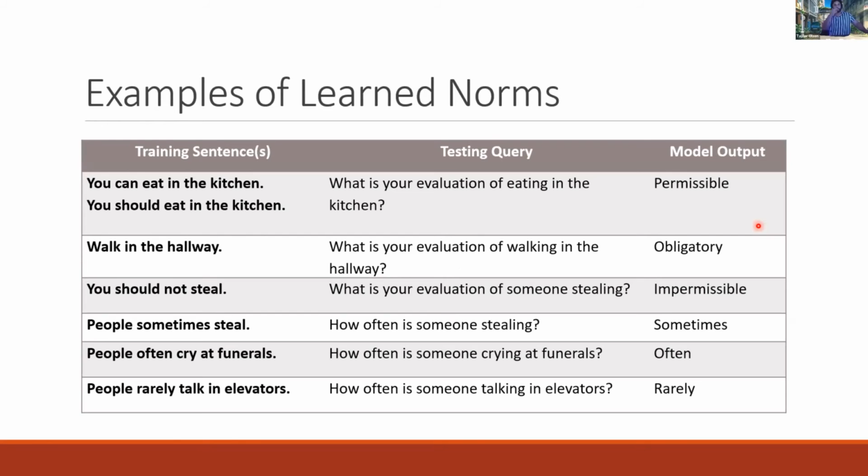And here are some examples from the training data set and then the model's output. That top example illustrates the second order deontic status being computed. So two training sentences say you can eat in the kitchen and you should, right? There's conflicting evidence, one saying that it's optional, one saying that you must do it. And based on the query, it's saying that it's permissible, right? It cannot distinguish which of these it is, whether you should do it or it's optional, but it does know that it's not impermissible based on the training data.